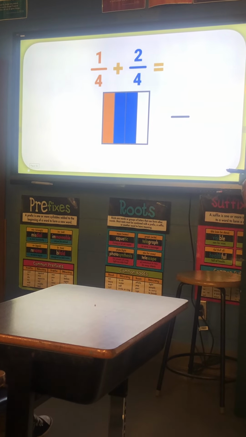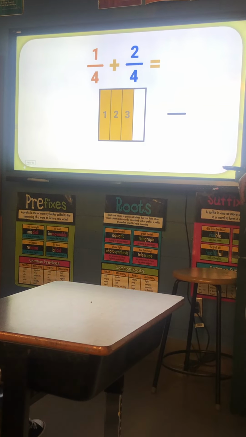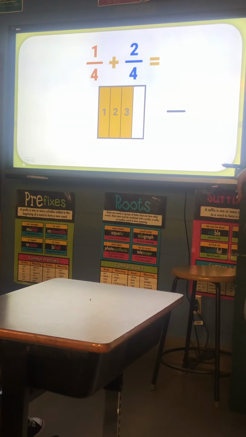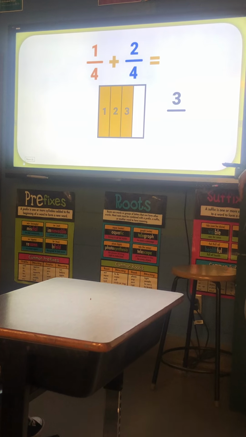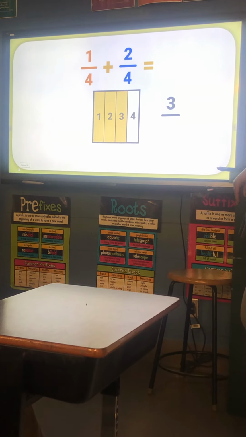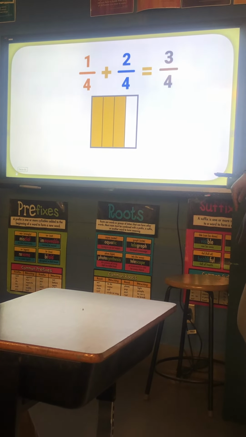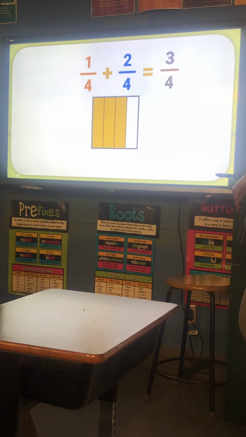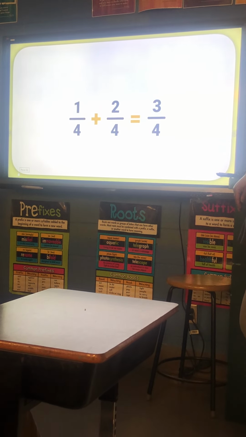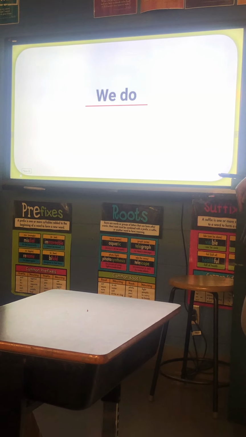Well, I can see that 1, 2, 3 pieces of my model are shaded. The numerator of my fraction will be 3. Then I can count that there are 4 total pieces in my model. So the denominator of my fraction is 4. The answer to this problem is 3/4. 1/4 plus 2/4 is 3/4. Let's practice one of these problems together.